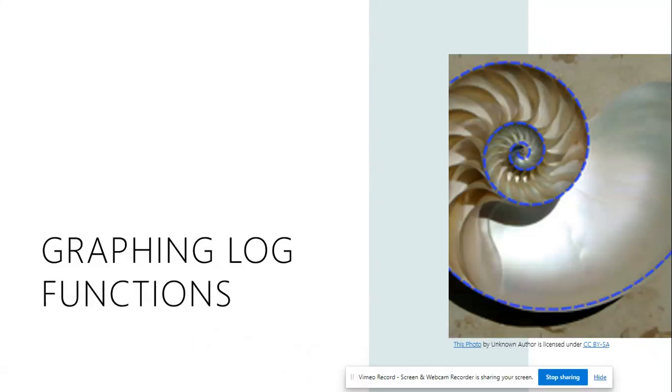In this video, we're going to talk about graphing log functions. So without further ado, let's get into it.